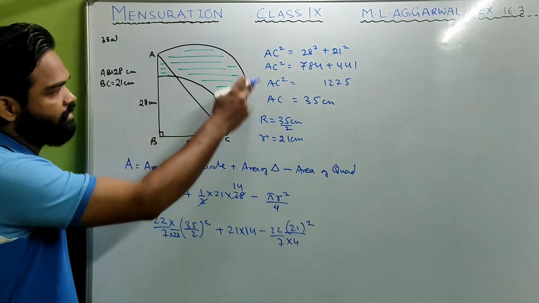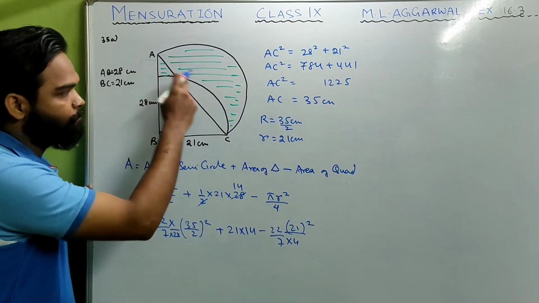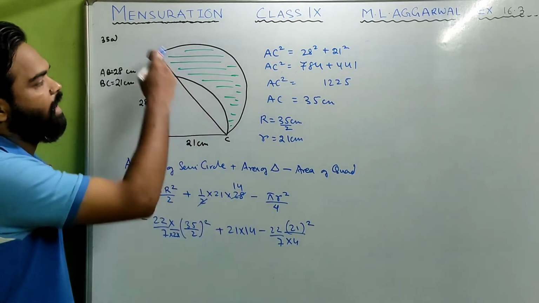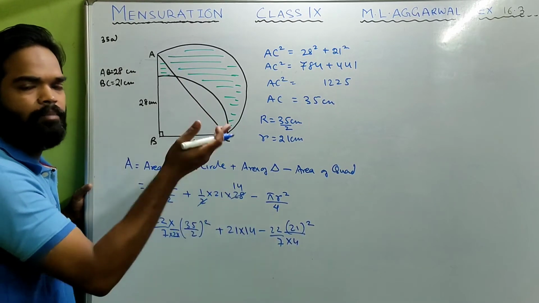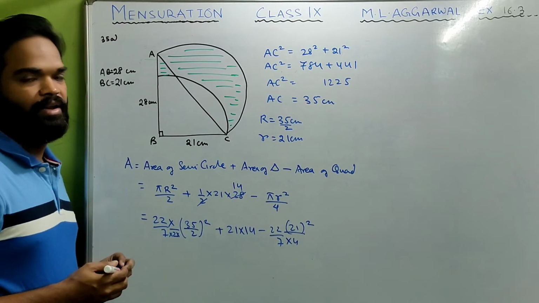Simple, it was this semicircle plus triangle minus quadrant. Look, that will give you the area of the shaded region. And how to get the diameter? That is AC by Pythagoras theorem. Okay. Now let us look at the next sum.